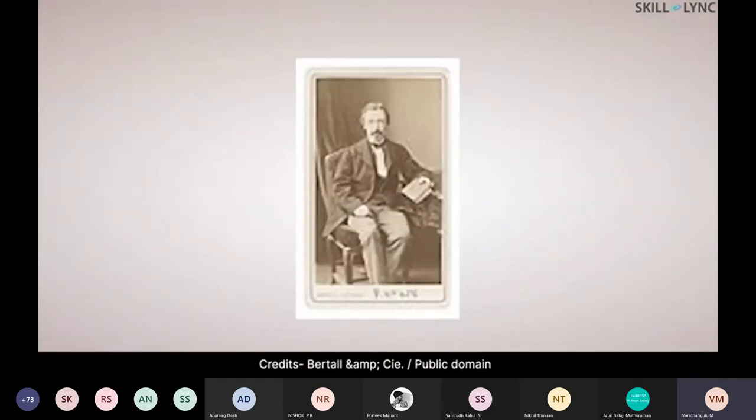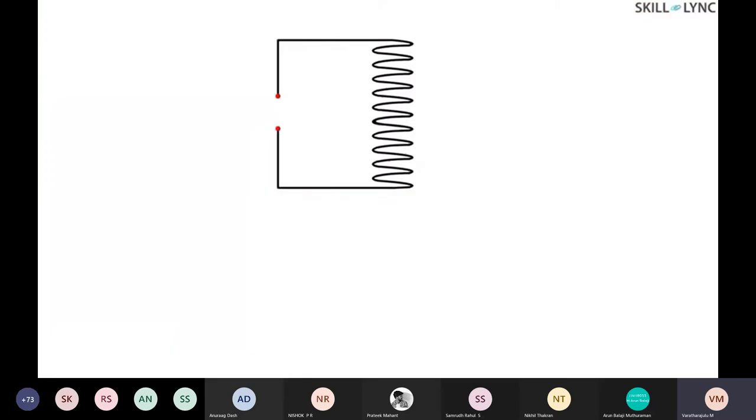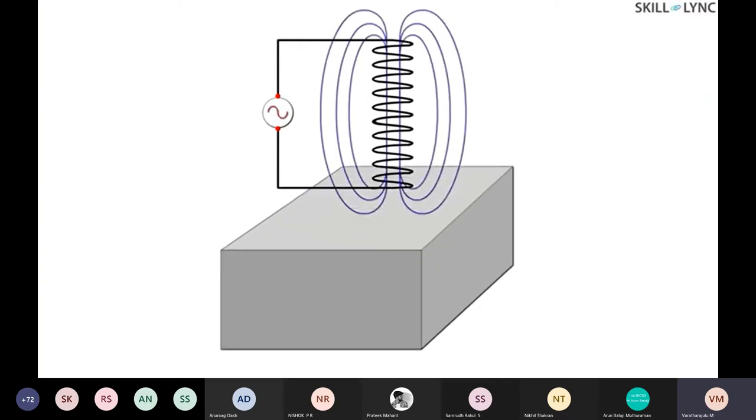Eddy current was discovered by Léon Foucault in 1855. To understand eddy current sensors, let's take a conductor. If we pass an alternating current through it, the conductor develops an alternating magnetic field around it. Now let's bring another conductive metal around the conductor. This metal now comes within the changing magnetic field.